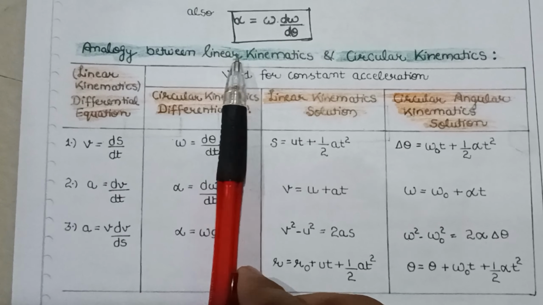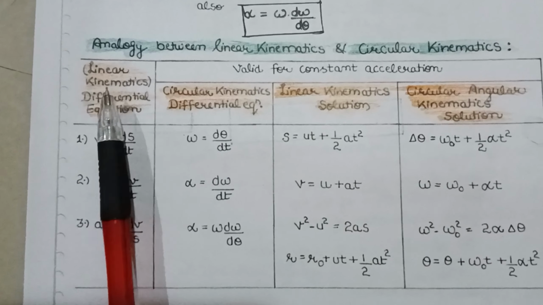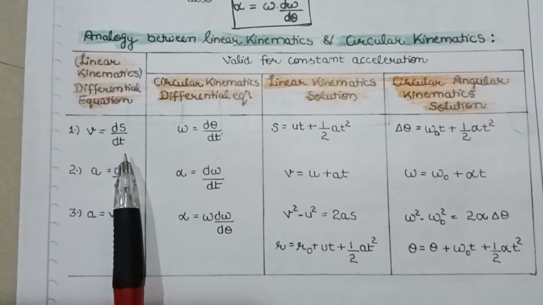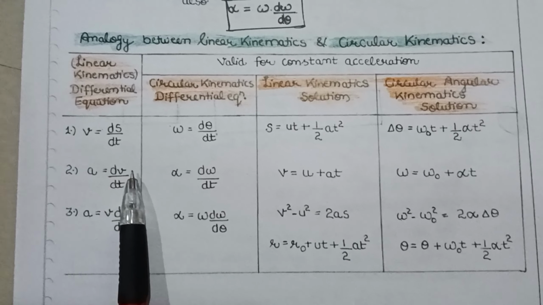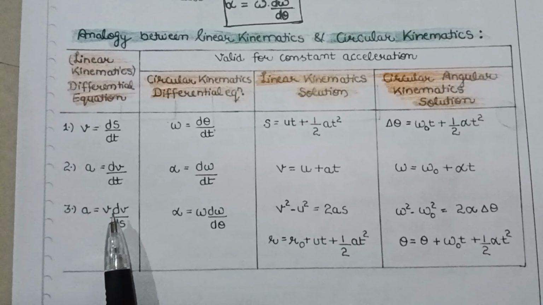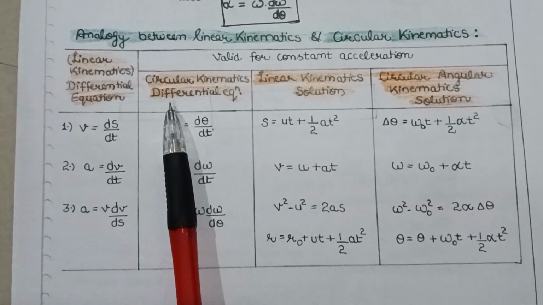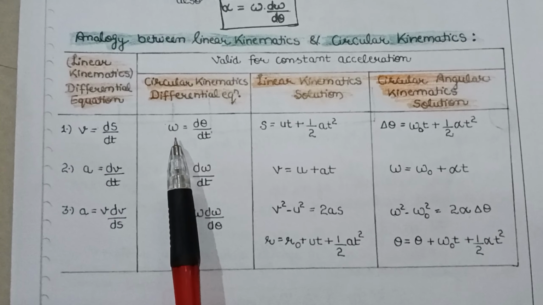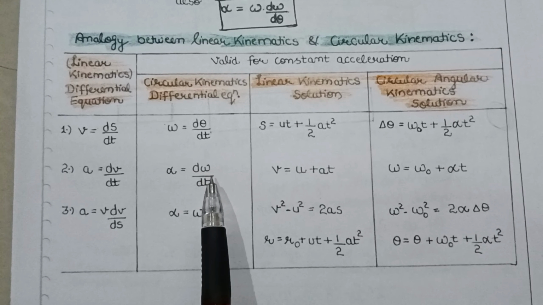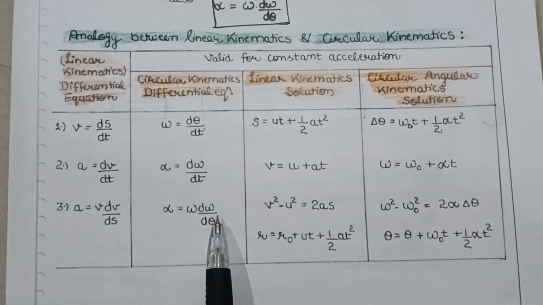Analogy between linear kinematics and circular kinematics. Linear kinematics differential equations: v is equal to ds by dt, a is equal to dv by dt, and a is equal to v dv by ds. Circular kinematics differential equations: omega is equal to d theta by dt, alpha is equal to d omega by dt, alpha is equal to omega dot d omega by d theta.